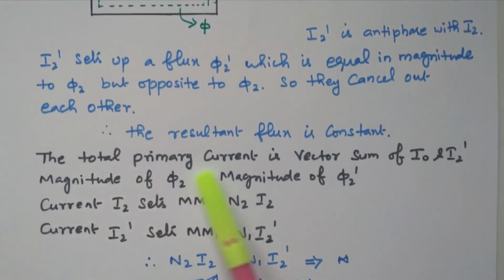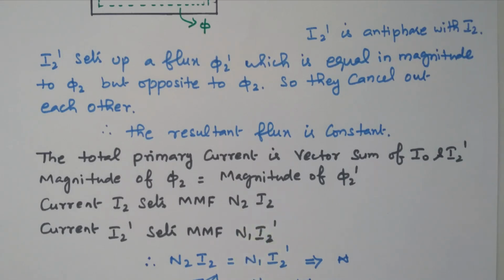The total primary current is nothing but the vector sum of I naught and I2 dash. I naught is due to the no-load condition. I2 dash is during the loaded condition. The magnitude of phi 2 is equal to the magnitude of phi 2 dash. Both are equal and opposite. The current I2 sets up the MMF N2 I2. The current I2 dash sets up the MMF N1 I2 dash. Because I2 is flowing through the secondary winding N2, and I2 dash is flowing in the primary winding, so N1 into I2 dash.